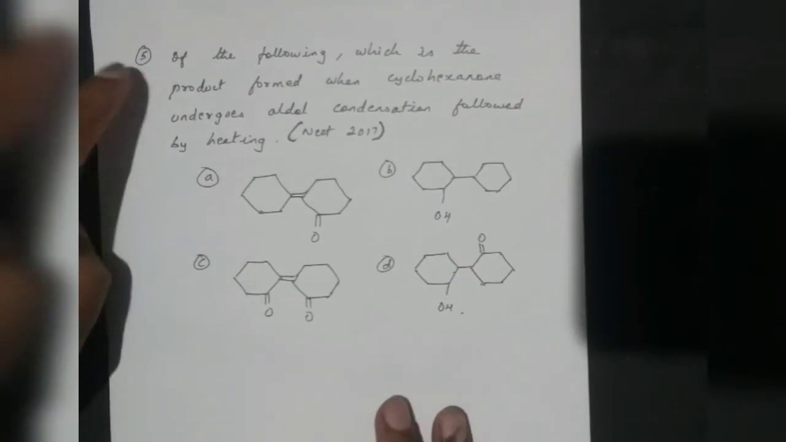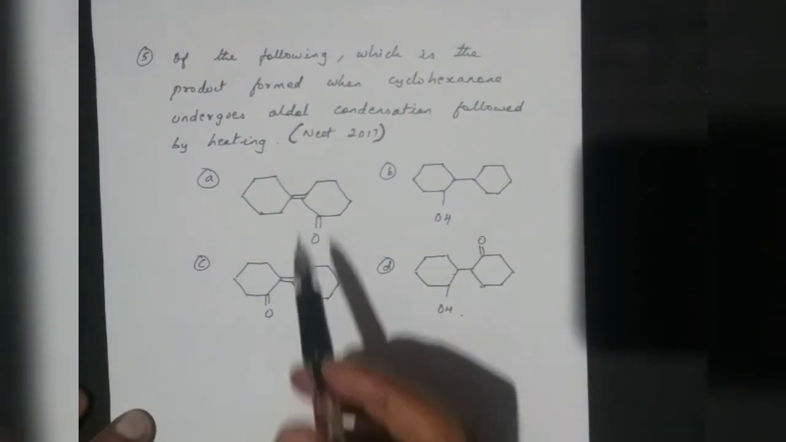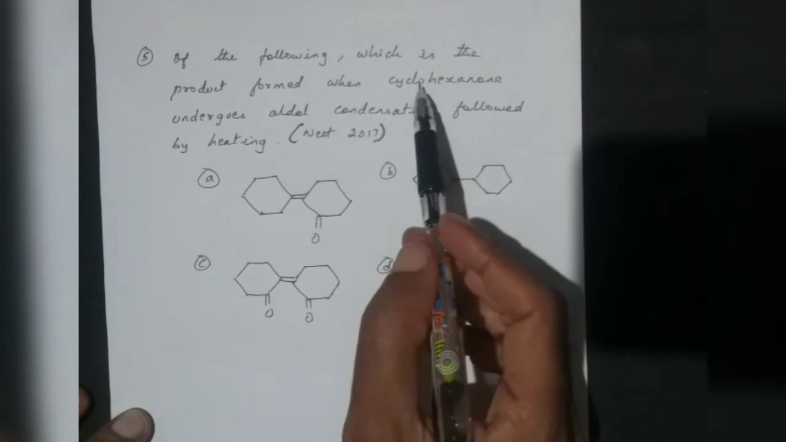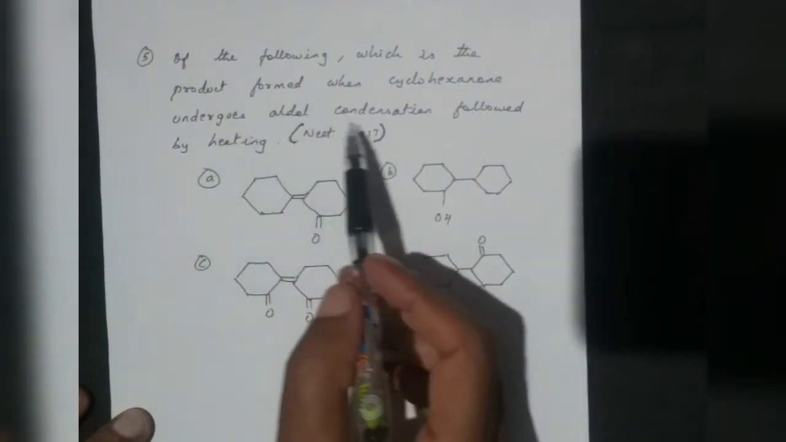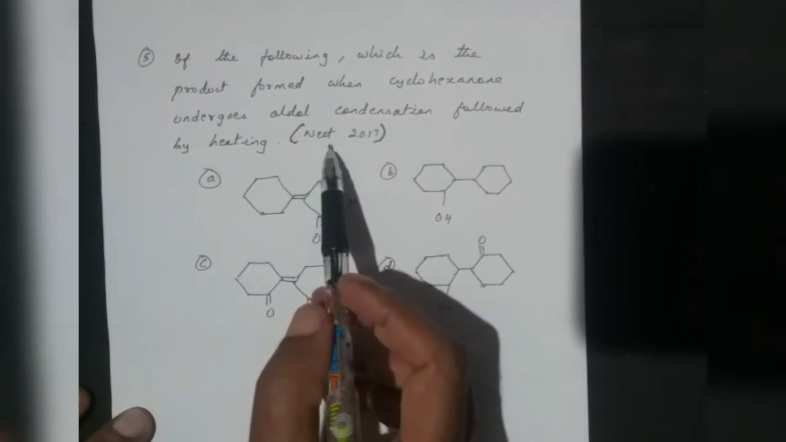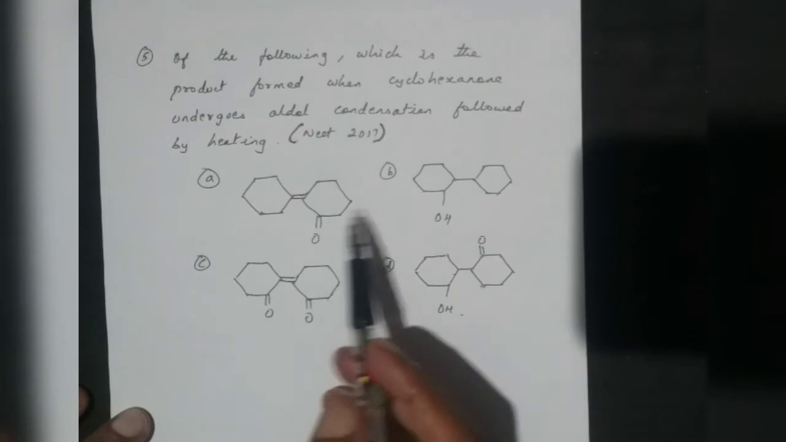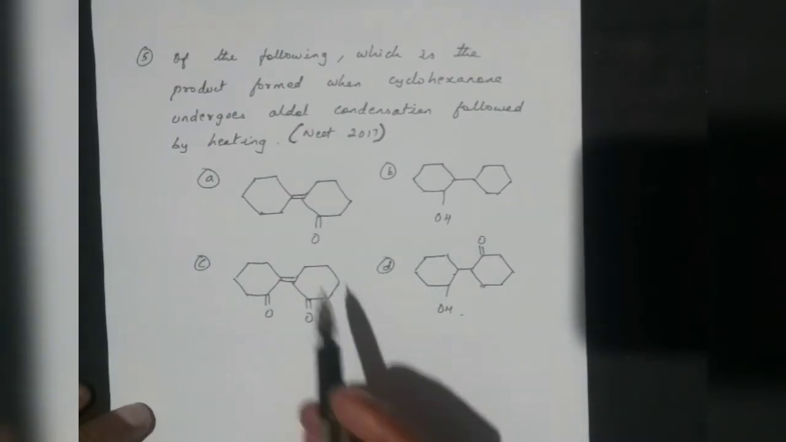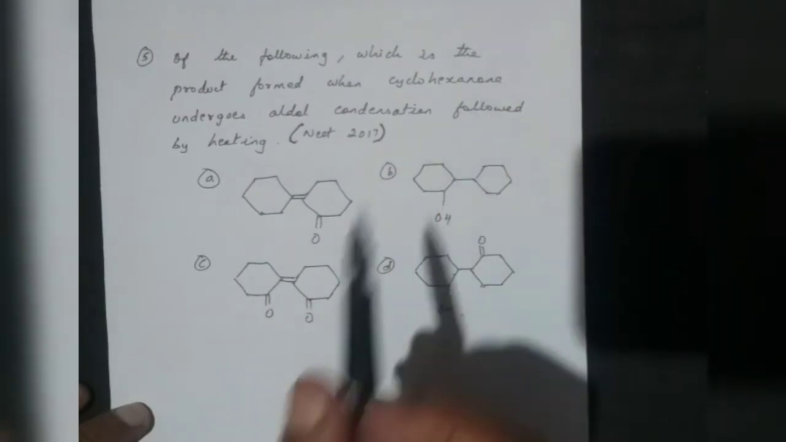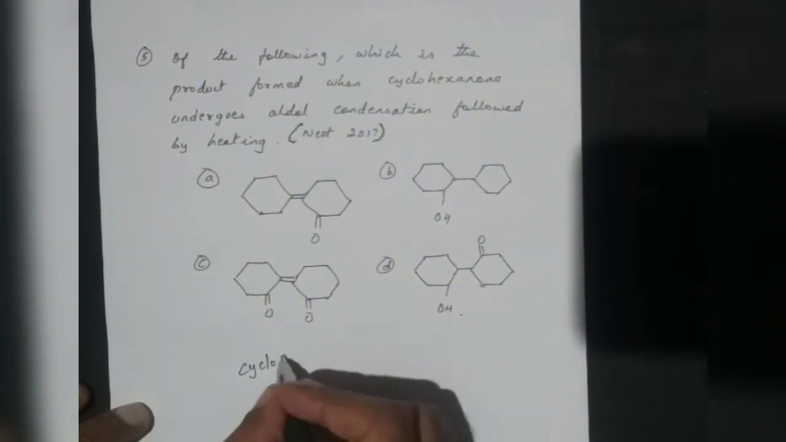So the fifth question is, which is the product formed when cyclohexanone undergoes aldol condensation followed by heating? It is the NEET 2017 question. They have given four options here, A, B, C, D. So of the following, which is the product formed when cyclohexanone undergoes this reaction?